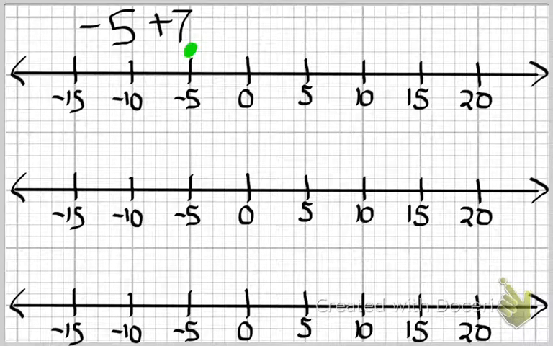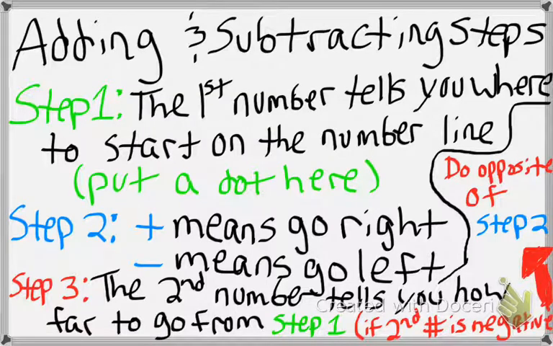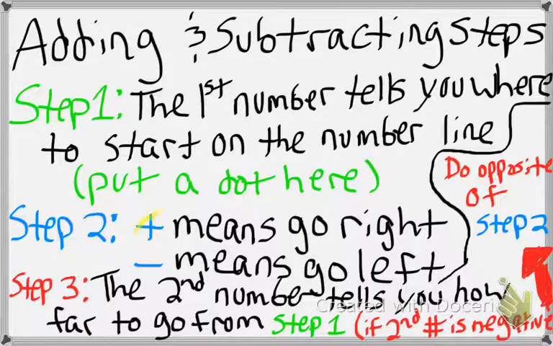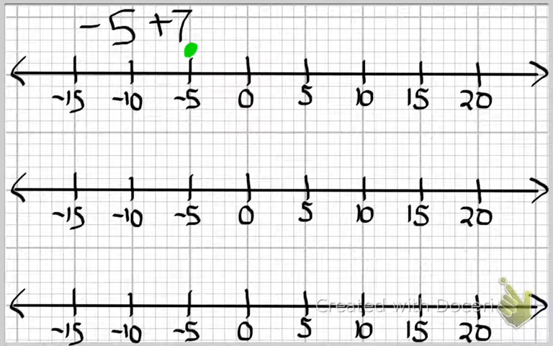So I'm going to do it right over it, that way I don't mess up my number line. Anyways, put a dot right at negative 5. That's step one. Now, step two says, if you're adding, that means you're going to go to the right, meaning what comes after the first number. For us, what comes after our first number is plus, so we're going to go to the right. If it had been subtracting, that would mean go left. So we know from negative 5, we're going to go to the right.